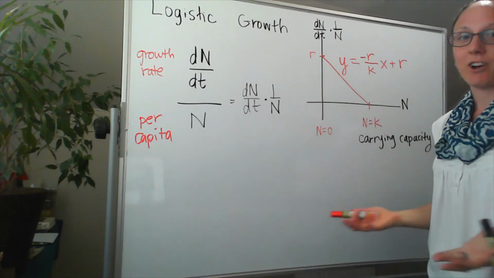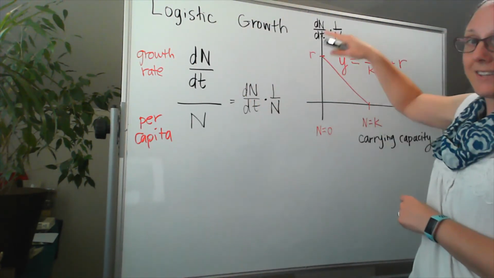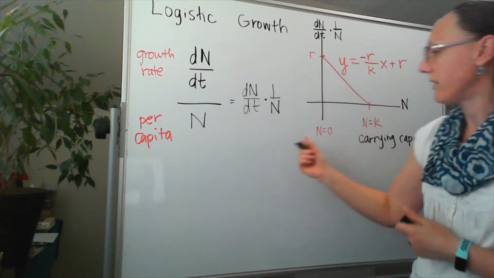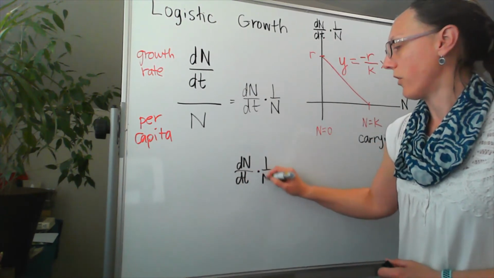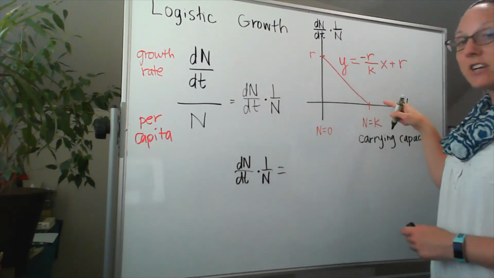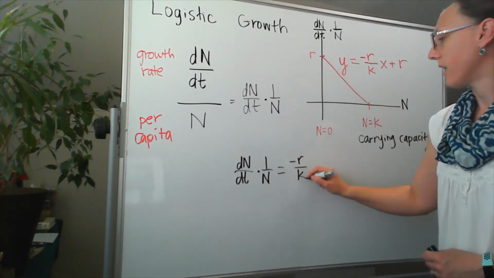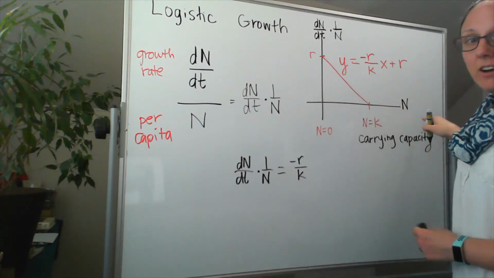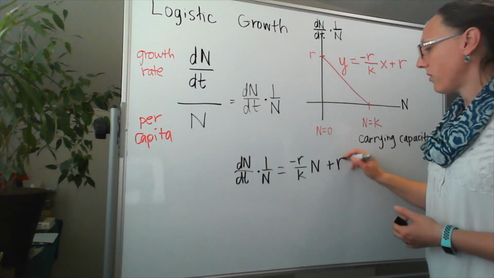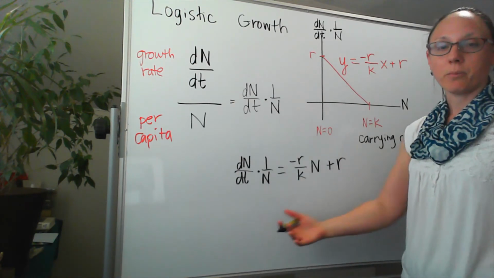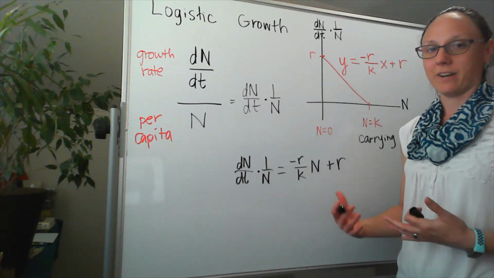Putting that into the variables that we're actually working with in our equation here, our y-axis is really that per capita growth rate, or dN/dt times 1 over N, and that decreasing linear function, I'd have negative r over K. Our x-axis here is actually our population value, or N, plus r. This is the model for the per capita growth rate for the logistic equation, but it's not usually the way that we see it written in the textbook.